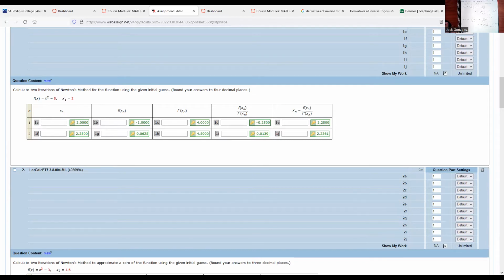Plug it into the derivative. 2x, it'll be 2 times 2, that's 4. Divide this by this, we got -1/4. Altogether, we got 2.25 on the paper, right? We did all this at once, and we got this answer. They did it piece by piece, just cuts. So I'll let you do that on your own.